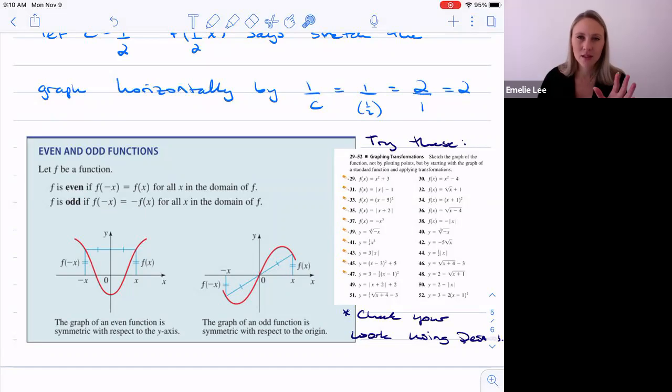You can look graphically. If a function is even, it's going to be symmetric with respect to the y-axis. If a function is odd, it's symmetric with respect to the origin, so kind of on the diagonal, which is kind of weird. And so for figuring out if functions are even or odd, you take the negative x, so you start the same way. And then you just manipulate it until you're able to land on f of x or negative f of x or neither.